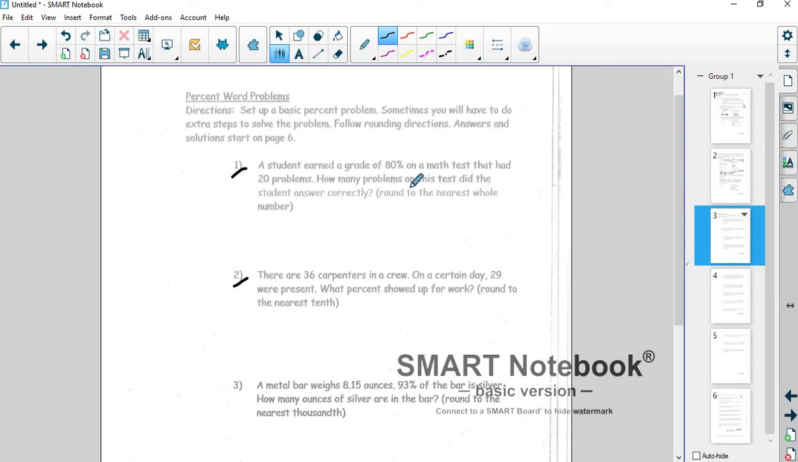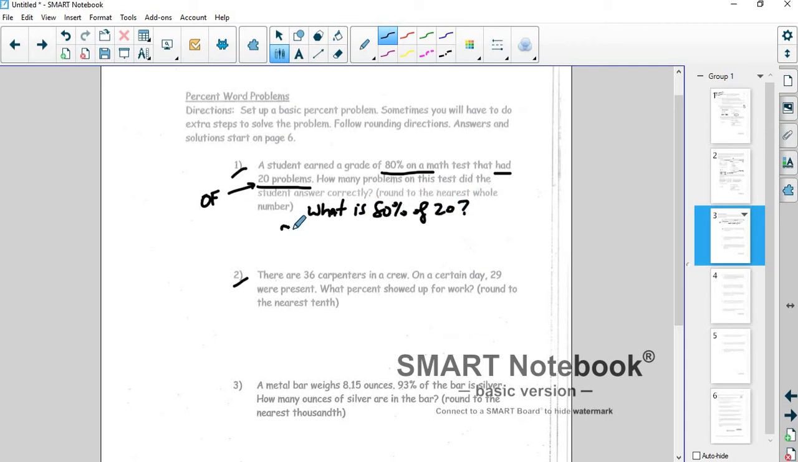Okay, so a student earned a grade of 80% on a math test that had 20 problems. There were 20 total problems. That's probably the of. All right, let's read further. How many problems on this test did the student answer correctly? So in other words, what is 80% of 20? That's another way to think of this.